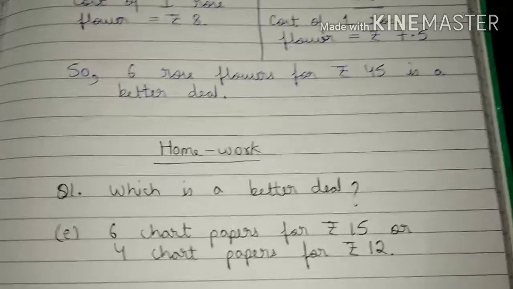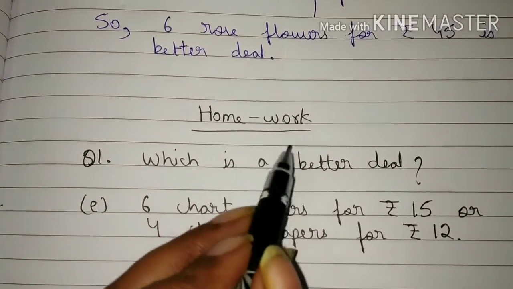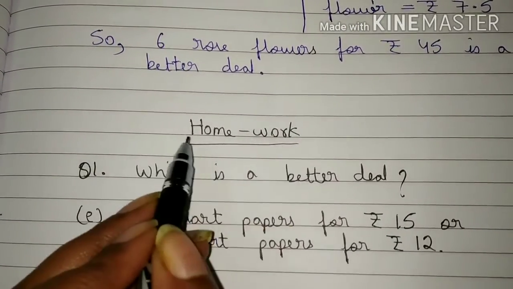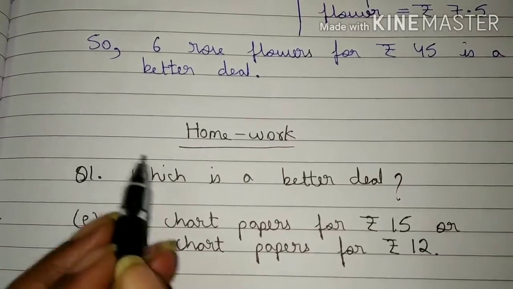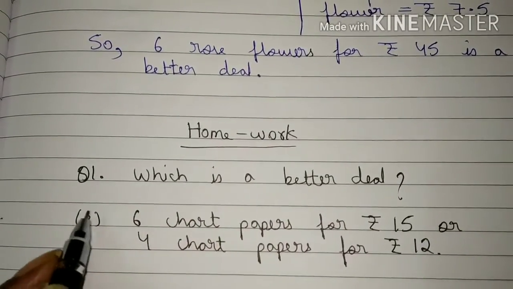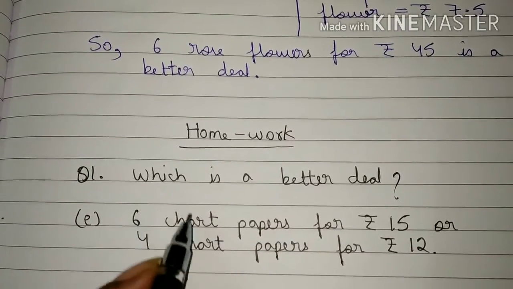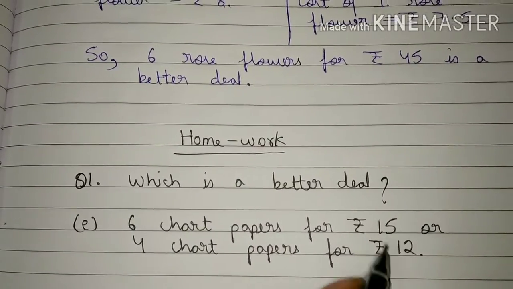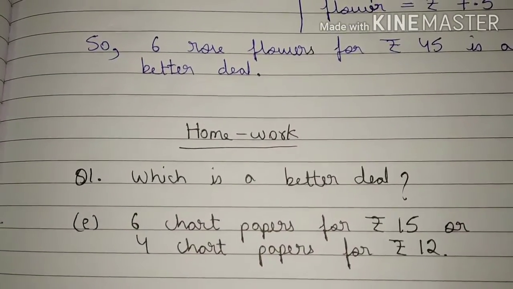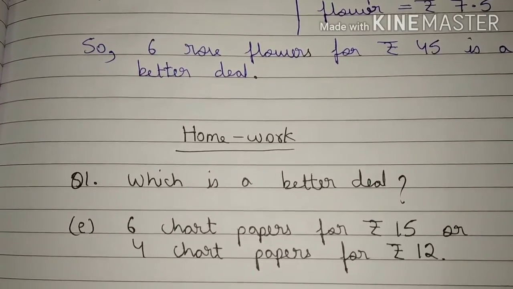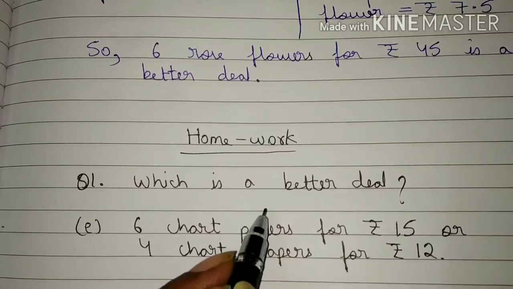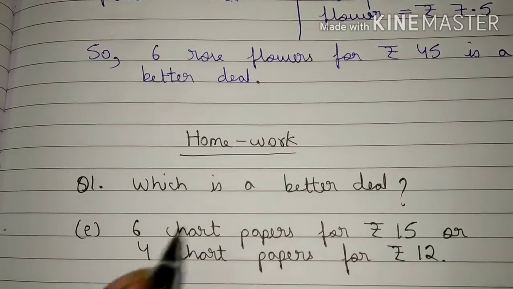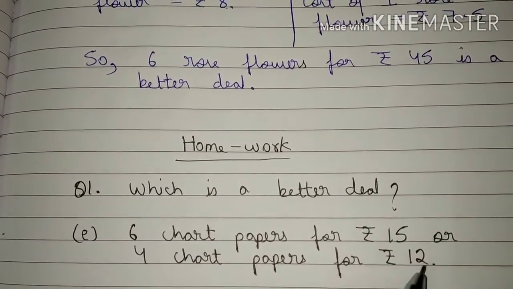Students, note down your homework. This is your homework. E part of question number 1. Which is a better deal? E part. Question is 6 chart papers for rupees 15 or 4 chart papers for rupees 12. In this question, 2 deals are given to you. First deal is 6 chart papers for rupees 15 and second deal is 4 chart papers for rupees 12.